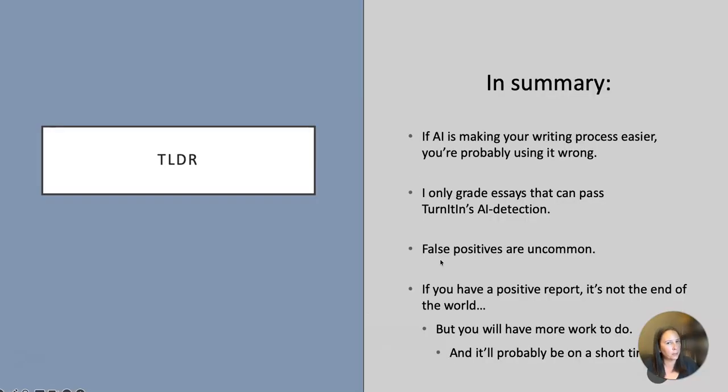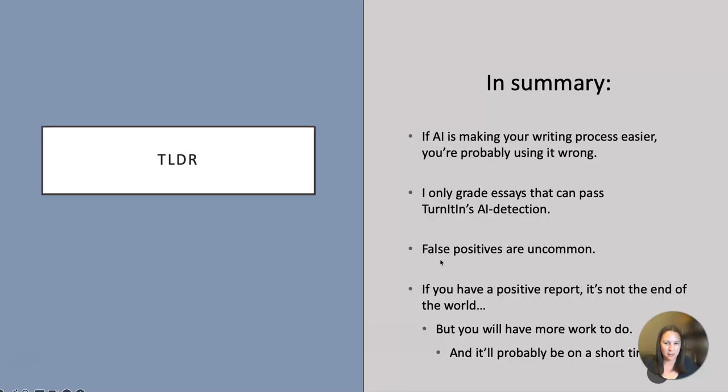All right, so in summary, here are the takeaways. If AI is making your writing process easier, you're probably doing it wrong. Remember that I only grade essays that can pass Turnitin's AI detection. I do that because I want to keep up the integrity of my assignments, of the essays that I have, the grades that I give. And so I want to make sure that the work that I'm grading actually belongs to the student.